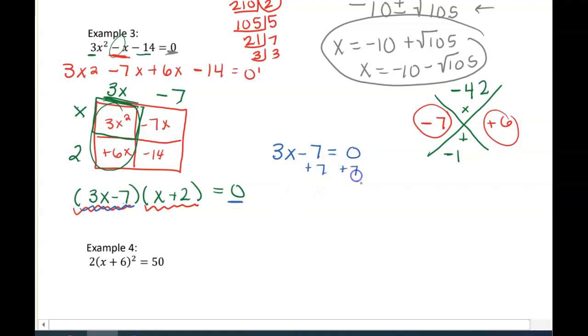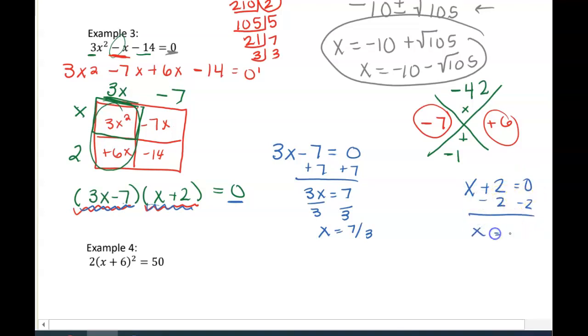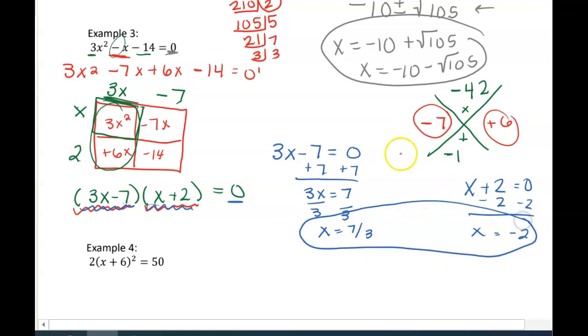Well, simple algebra. So 3x equals 7. X is 7/3. Okay, or when is this equal to 0? Subtract 2 on both sides, you get x is negative 2. So here are your two solutions.